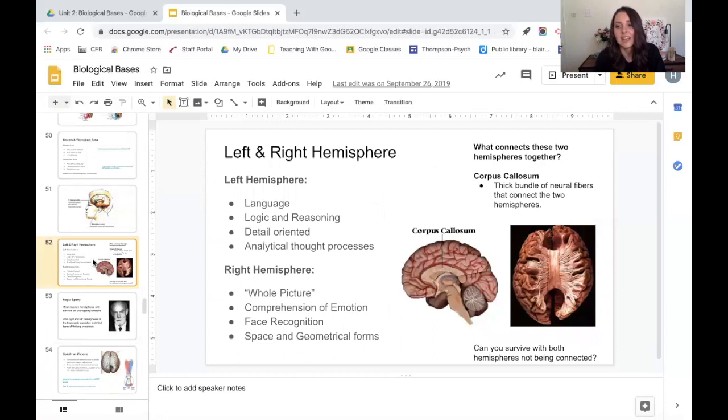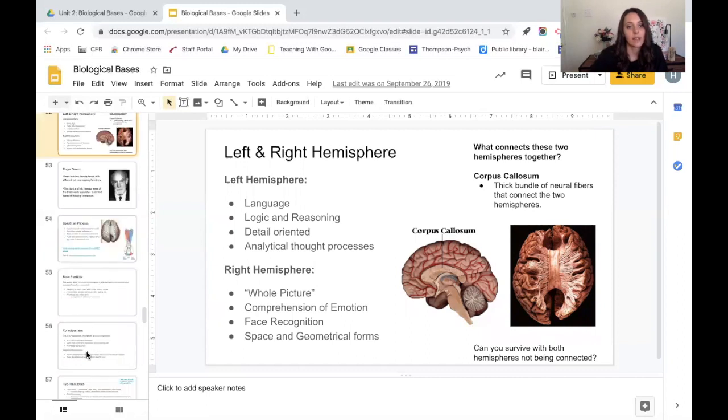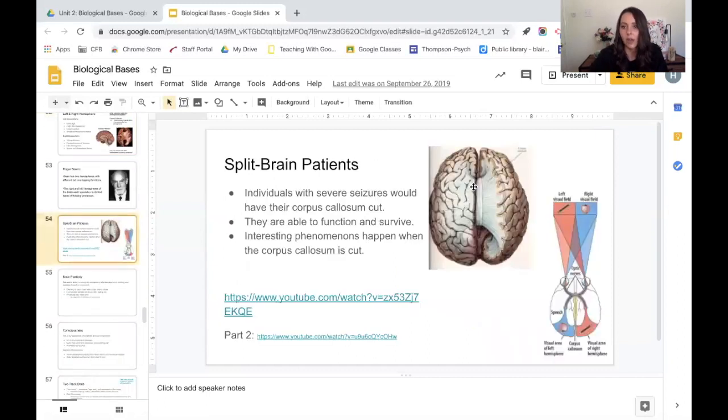You have some characteristics of the different hemispheres. Your left hemisphere is going to hold more of your language capabilities, like your Broca's area and Wernicke's area. It's going to be in that hemisphere. And then your right hemisphere is more for seeing the whole picture, more for your spatial reasoning, face recognition, all of that stuff. Here's a little bit more on if they split the corpus callosum, that it still works.